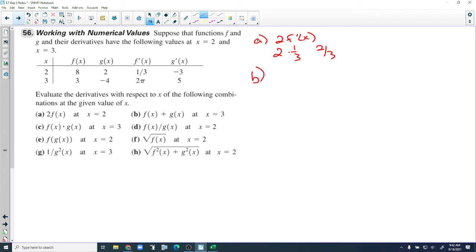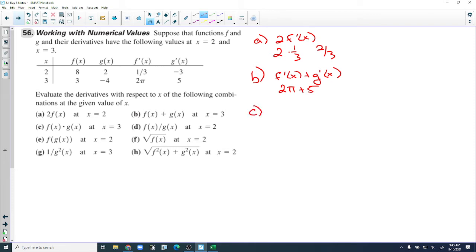Letter B is very similar. So it's f prime of x plus g prime of x, and we're evaluating now when x is 3. So f prime and g prime, 2 pi plus 5. So that one, those are pretty straightforward. Now it gets a little harder. Am I going too fast?